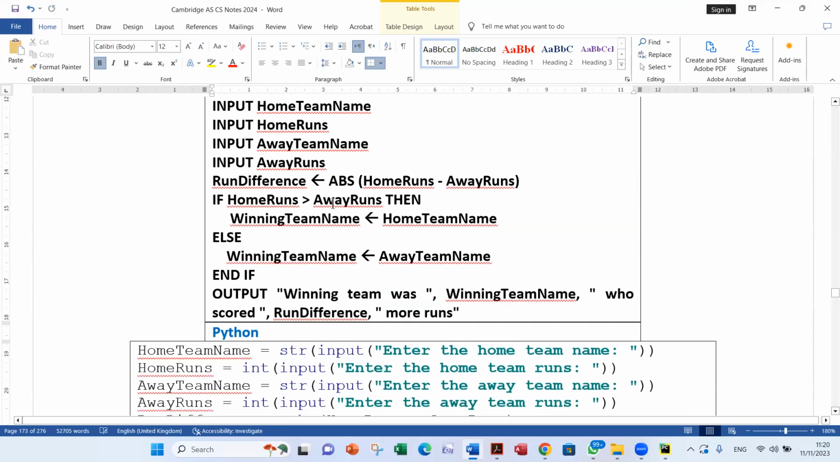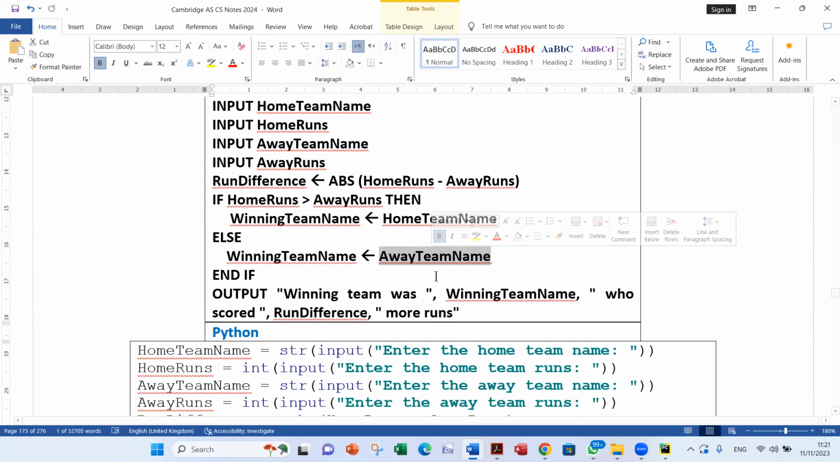If home runs is greater than away runs, then winning team name will be home team name. So if home runs greater than away runs, then the winning team name will be the home team name. Else means if not. And as they will never be equal, as mentioned in the question, I will assume if the home is not the winning, then the away will be the winning.